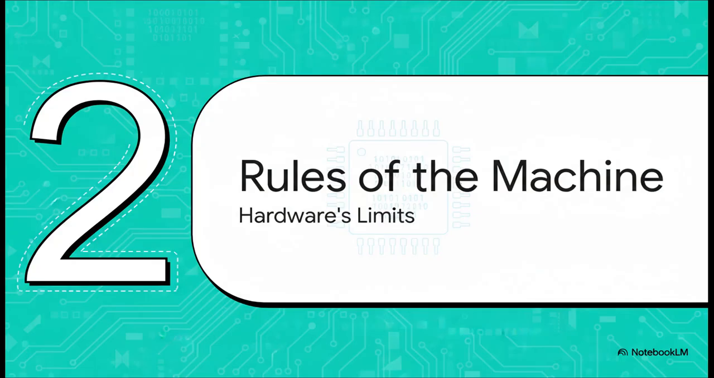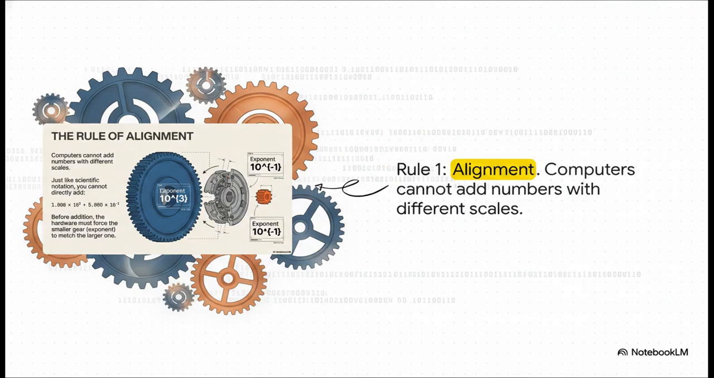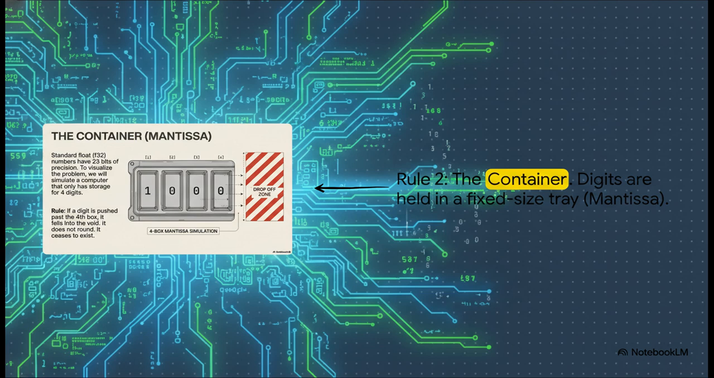Okay, to figure this out, you have to get one thing straight. The computer isn't breaking the rules of math. Not at all. It's just playing by its own set of very strict, very mechanical rules. And there are two big ones we need to know about. First up, we have the rule of alignment. A computer just can't add numbers that are on totally different scales or have different exponents. It's kind of like trying to get two gears of completely different sizes to mesh. It's just not going to work, right? So before it can even think about adding, the hardware has to force the smaller number's scale to match the bigger one. And rule number two is the container.